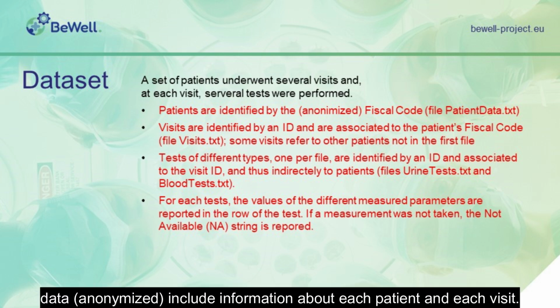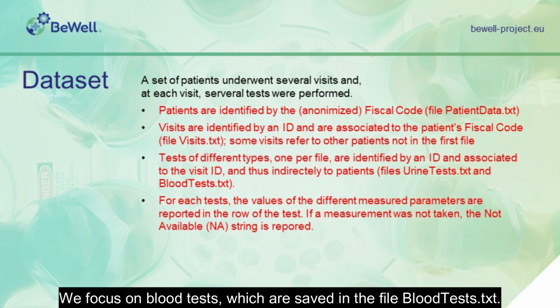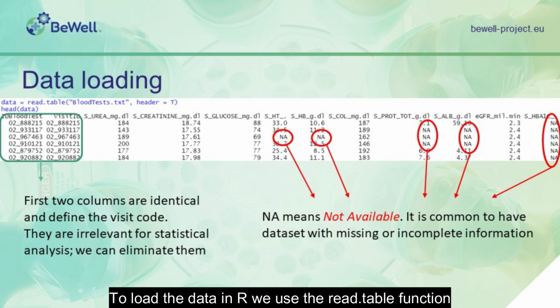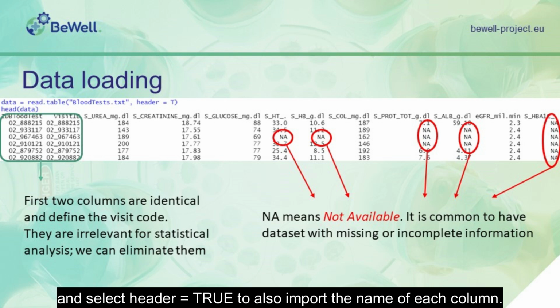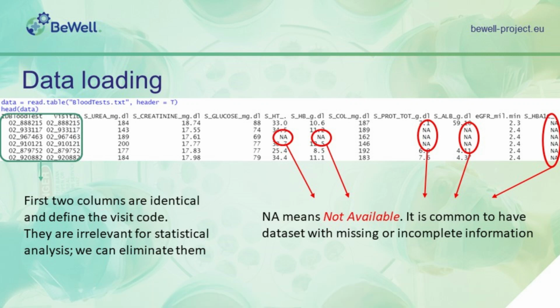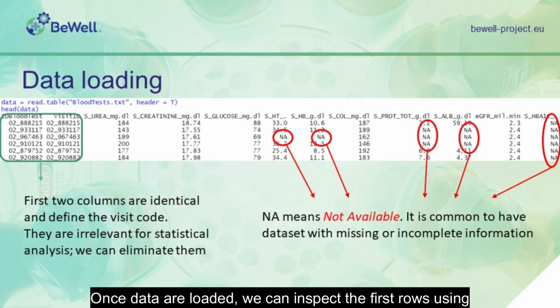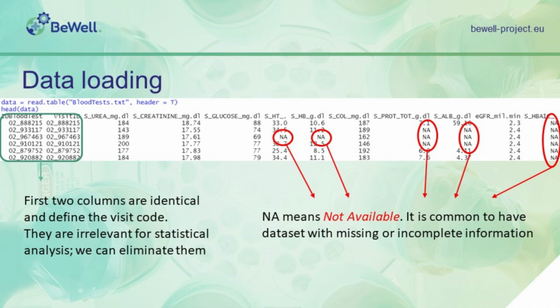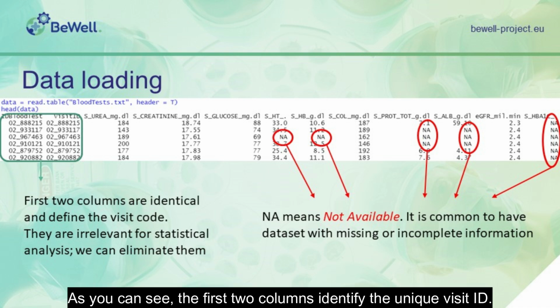Data, anonymized, include information about each patient and each visit. We focus on blood tests, which are saved in the file bloodtests.txt. To load the data in R, we use the read.table function and select header equals true to also import the name of each column. Once data are loaded, we can inspect the first rows using the head function, which displays the first 5 rows. As you can see, the first 2 columns identify the unique visit ID.